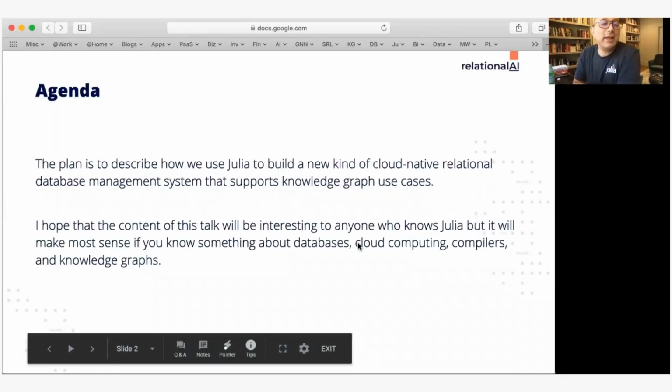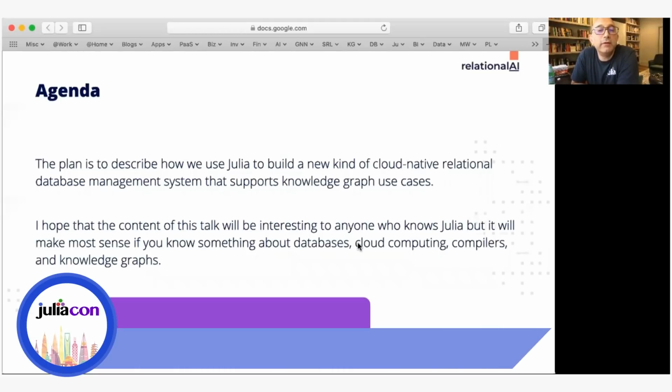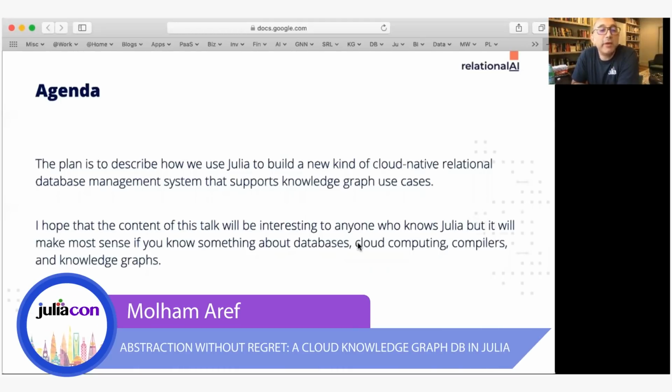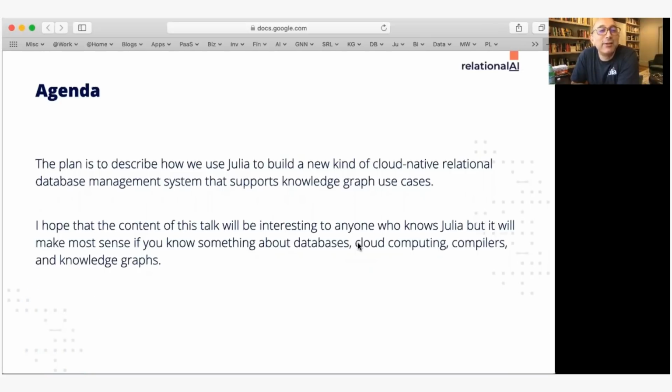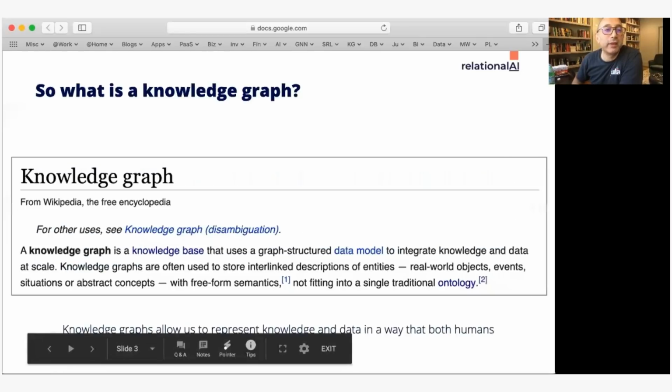The agenda for today is to describe how we use Julia to build a new kind of cloud-native relational database management system that supports knowledge graph use cases. I will explain some of this as we go. I hope the content in this talk will be interesting to anyone who knows Julia, but it will make the most sense if you know something about databases, cloud computing, compilers, and knowledge graphs.